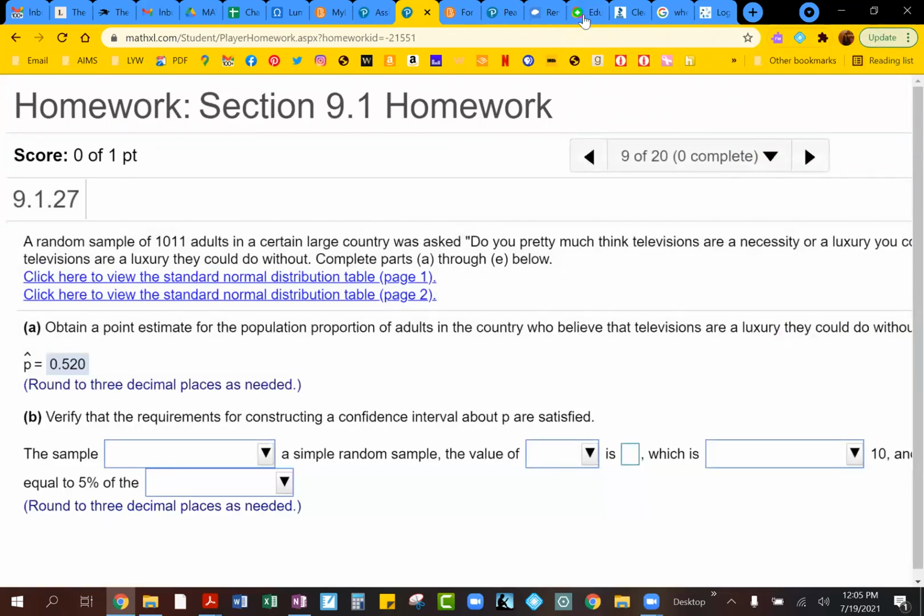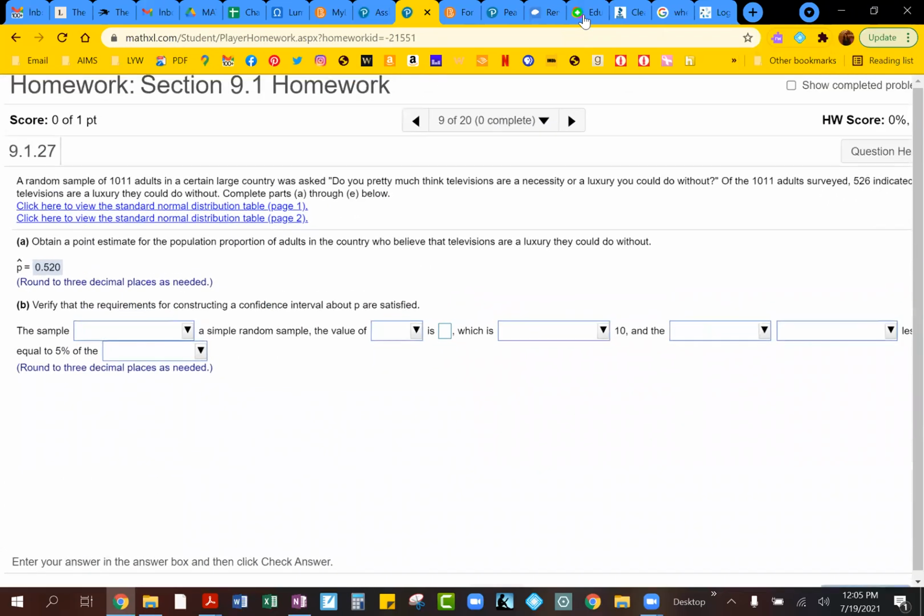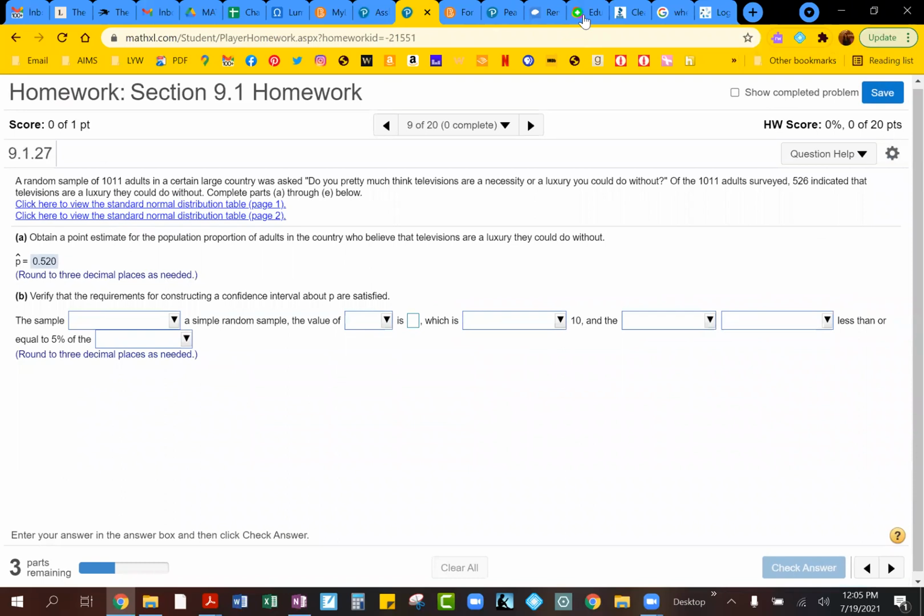Alrighty, so let's say okay on that. Now this one here, you're going to have to do this by default when you're working with these types of questions. They are saying, verify that the requirements for constructing a confidence interval about p are satisfied. So what happens in this case is when they talk about verifying the requirements, you actually have to check, and let me see if I can write this down here for you.